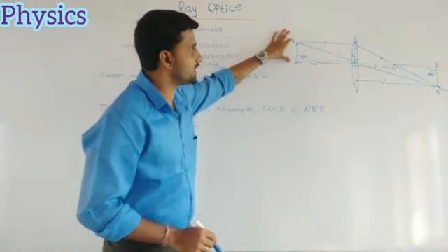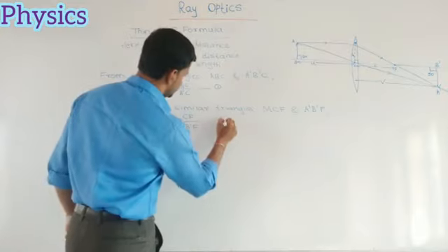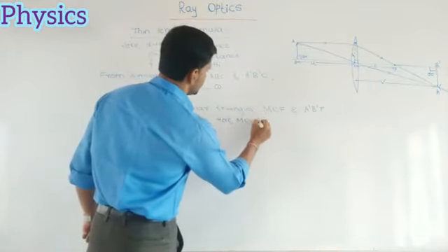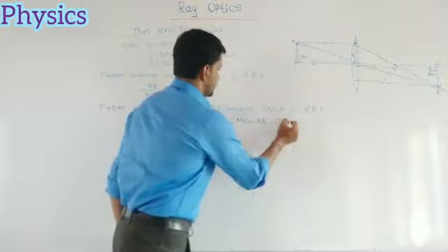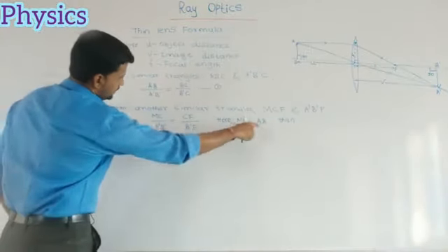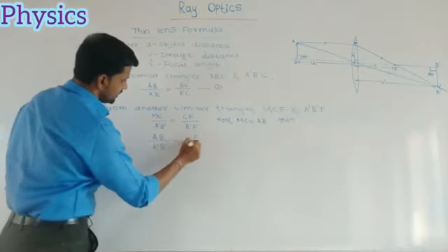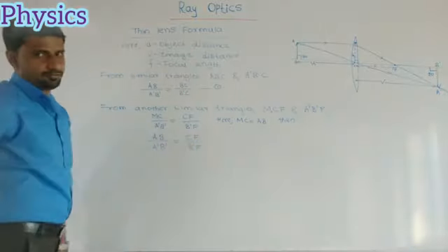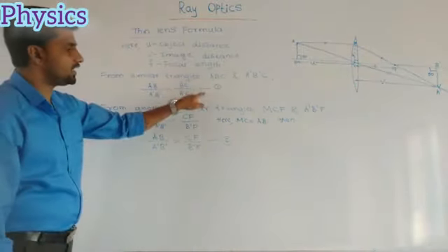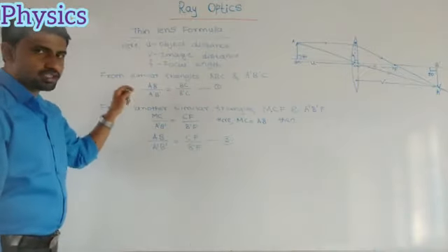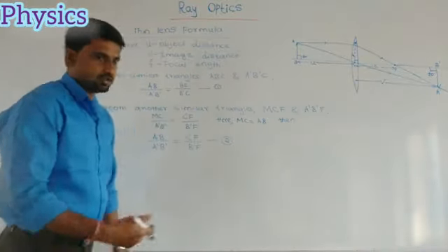But here the height MC is the same as the height of the object, that is AB. So I can write MC is equal to AB, because the heights are same. Then instead of MC I can write AB divided by A dash B dash is equal to CF divided by B dash F. So this is equation number 2. Now I can compare equation 1 and equation 2, because on the left hand side both equations have AB divided by A dash B dash.